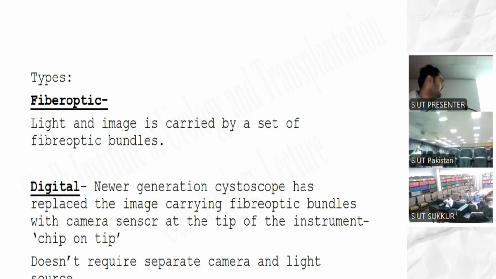Now, as far as the digital flexible cystoscope is concerned, it has a chip at the tip. That means this new generation has replaced the fiber optic bundles with a camera sensor. It has the camera sensor in the distal tip, and it does not require a charge coupled device for image formation. It does not require a camera, nor a separate light source for the image formation.